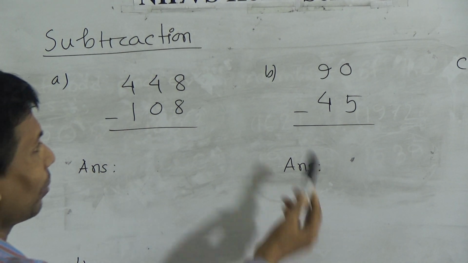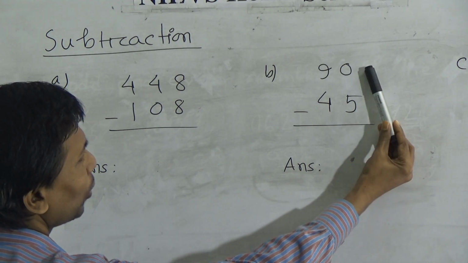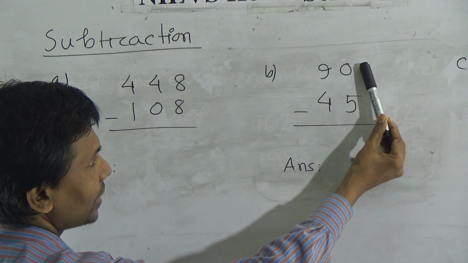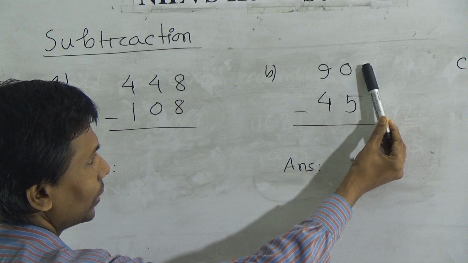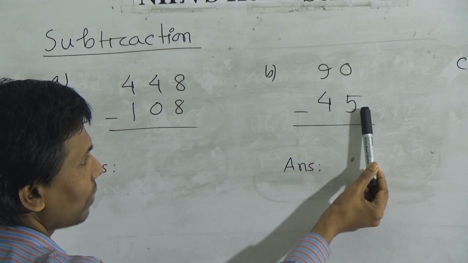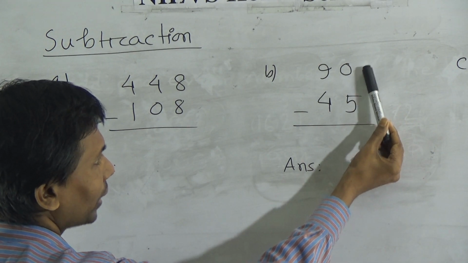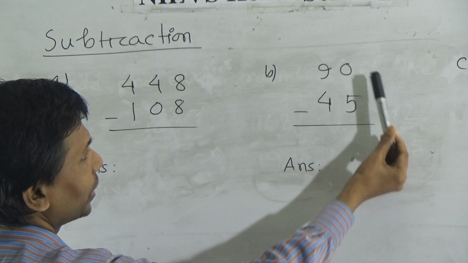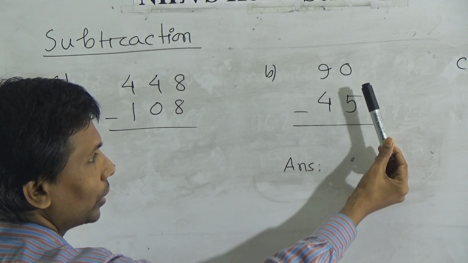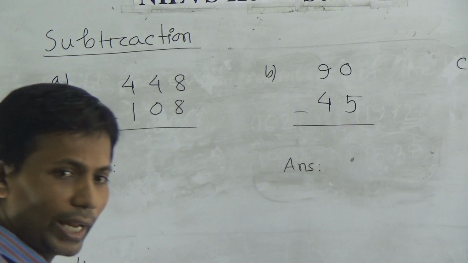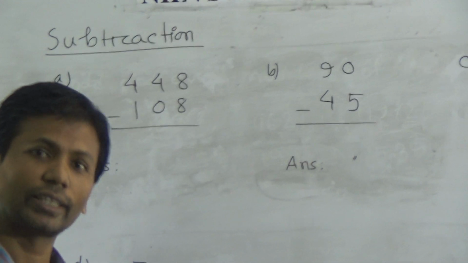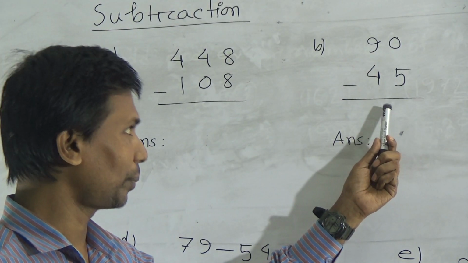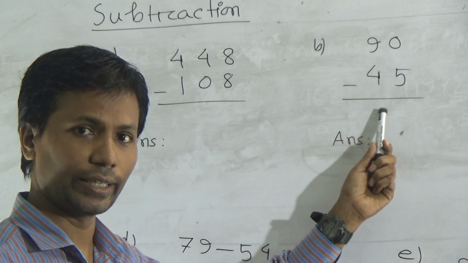You see the B number. This is 4 and this is 5. This is greater than this number. Okay, this is 0 and this is 5. So 0 is smaller than 5. So you have to consider 0 as a 10. So this is a subtraction with carrying. This type of subtraction is called subtraction with carrying.